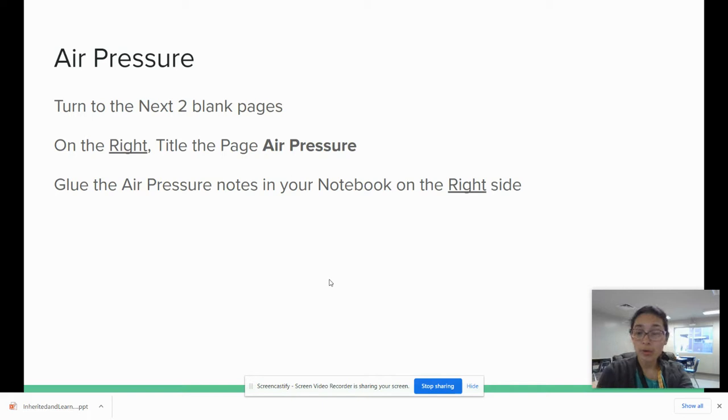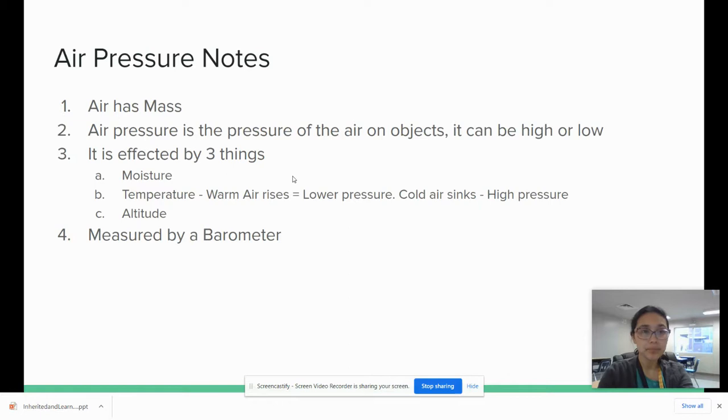So in your notebook or on your piece of paper, please title it air pressure, and you're going to be writing on the right side of the notebook. If you only have a piece of paper, then you'll be writing on the piece of paper. So here is your notes. First thing is that air has mass. Mass means it takes up space. So air takes up space, so it has a mass.